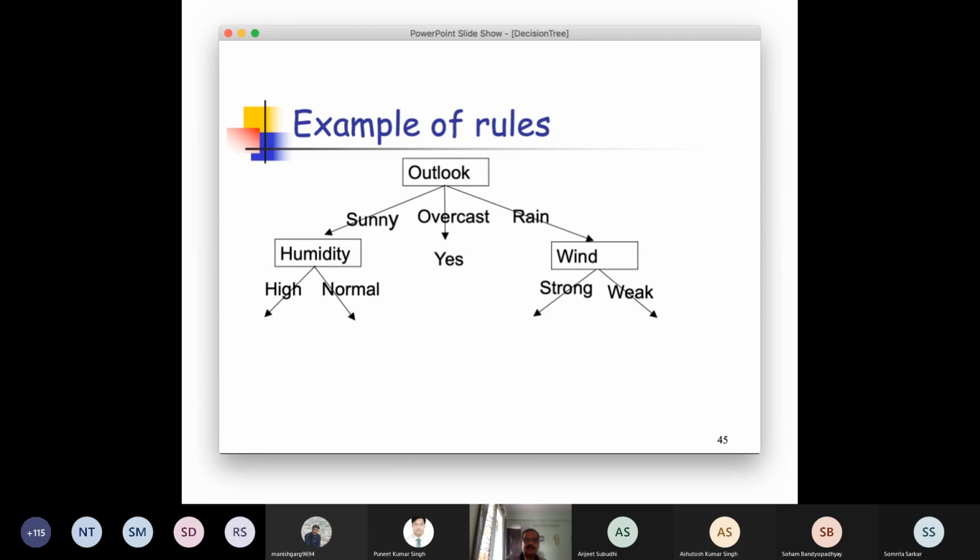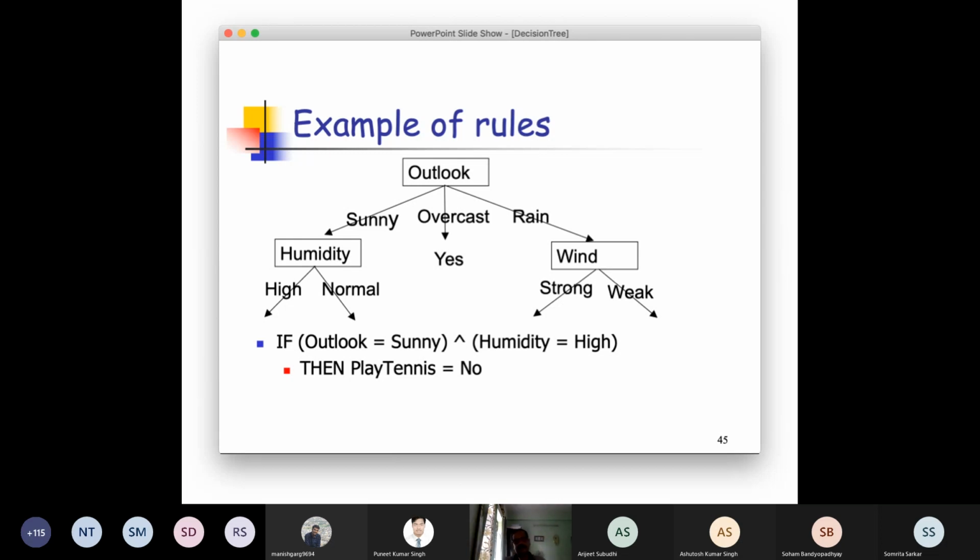So one of the examples of rules here, you can see, I think these labels are missing. Humidity is high or normal. One of these is no, another yes. Wind strong or weak. One of these is no, another is yes. So it is missing in my diagram. So anyway, let us see.